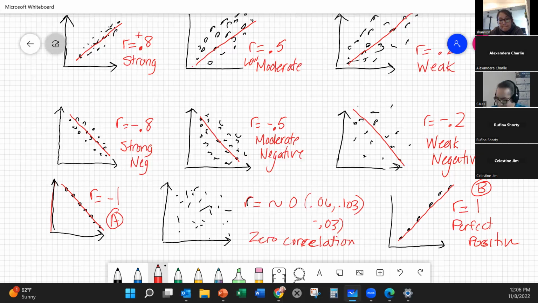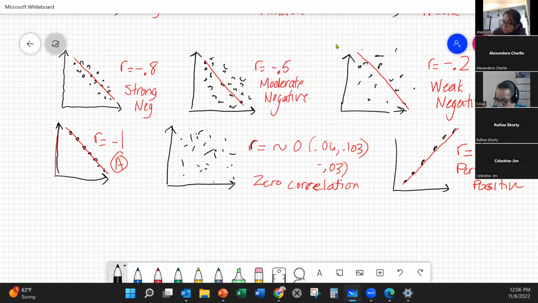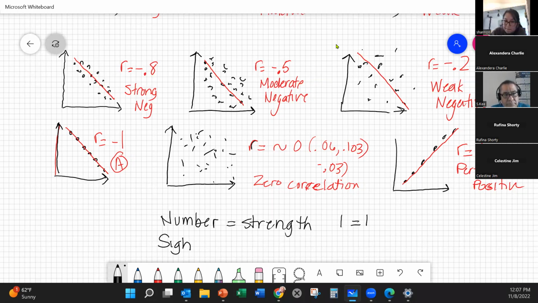Okay, so this is what you have to keep in mind. They're equal. They're equal in strength. So the number equals strength. And so just look at the number, the digit, 1 equals 1. The sign equals direction, but it doesn't have anything to do with strength. And so we could have a plus or a minus, and it doesn't matter. It's equally strong. So the sign in this case doesn't have anything to do with strength, okay? Only the number. So we'll deal with that concept a little bit.